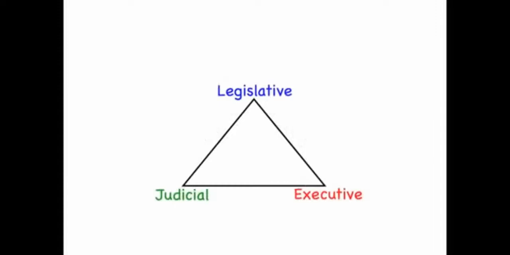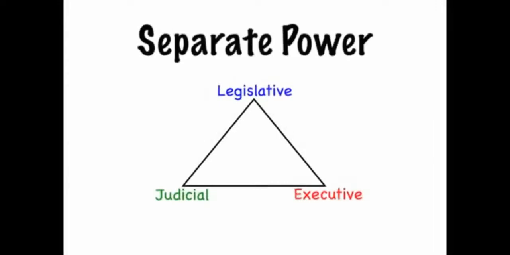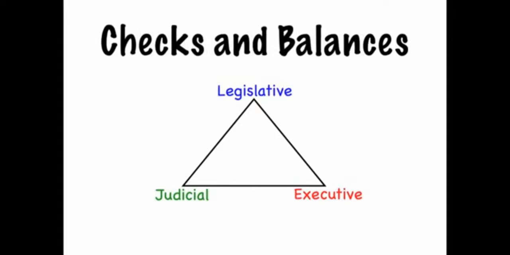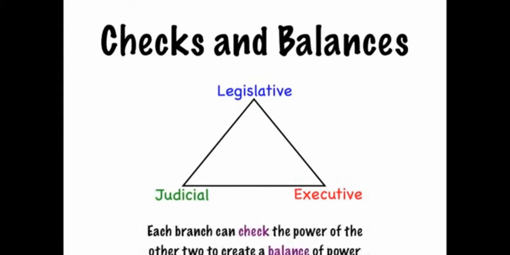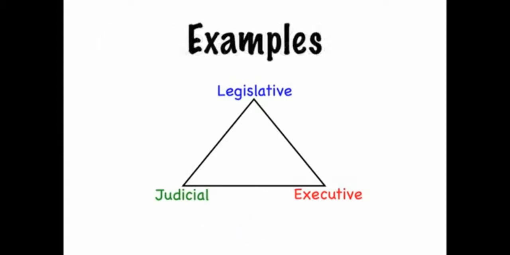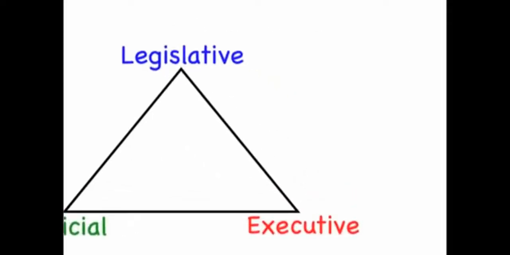But our founding fathers were against any one group from becoming too powerful. So they separated the powers into each of the three branches. And in that, they created a system of checks and balances to really keep any one group from becoming too powerful. And that's exactly what you see in the definition. Each branch has the power over the other two to prevent one from becoming too powerful. A simple way is each branch can check the power of the other two to create a balance of power, limiting the power of the other branches to make sure that it works. So let's look at some examples.